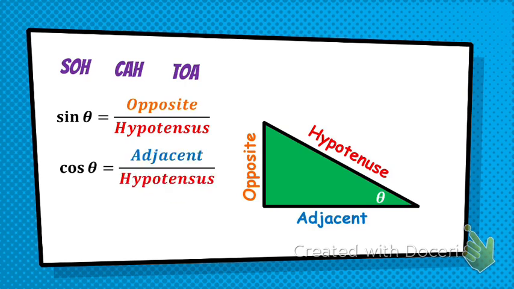The CAH part helps us to remember that cosine is adjacent over hypotenuse. And the TOA is for our tan, which helps us to remember that it's opposite over adjacent.